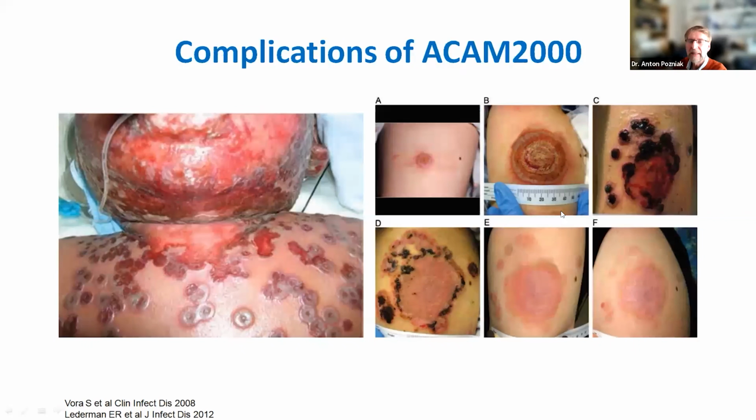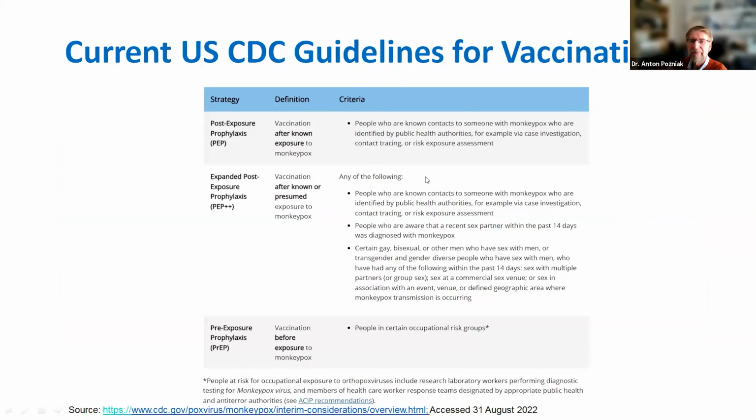But this is why we wouldn't want to give the live virus, because you can get disseminated monkeypox from the live virus. I mean, disseminated vaccinia, sorry, from the live virus. You can get this disseminated type of picture. So do not give that. Give the Jynneos, which is live, but it doesn't replicate. This is the replication-competent one.